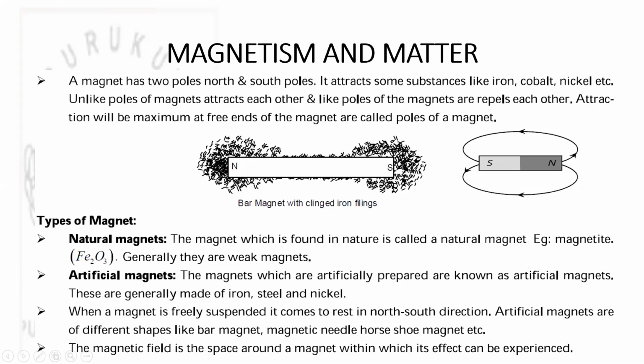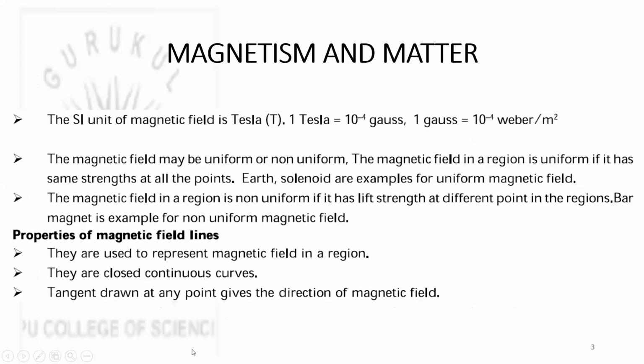And the magnetic field is the space around the magnet within which the effect of the magnet can be experienced. The SI unit of magnetic field is Tesla, and Gauss is the CGS unit of magnetic field. 1 Gauss is equal to 10 power minus 4 Tesla, and 1 Tesla is 1 Weber per meter square. That is why 1 Gauss is equal to 10 power minus 4 Weber per meter square.